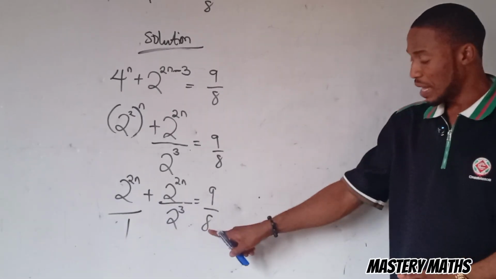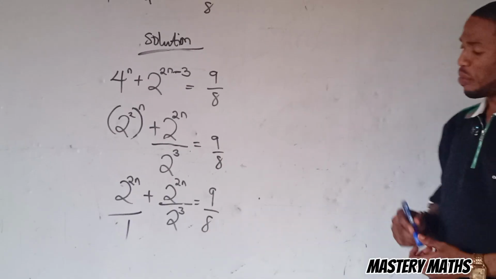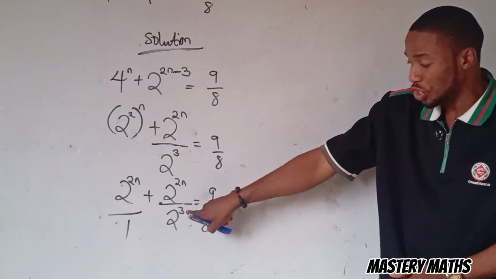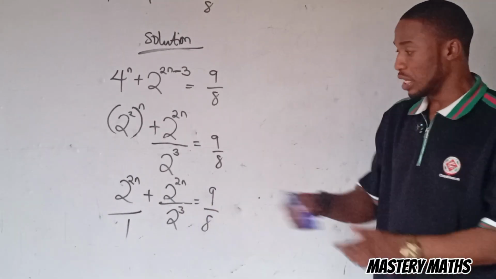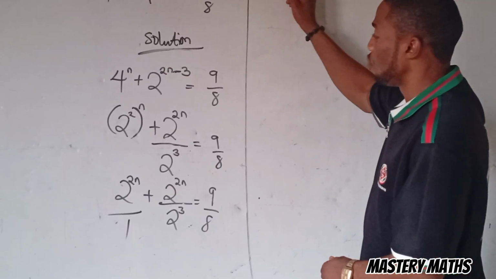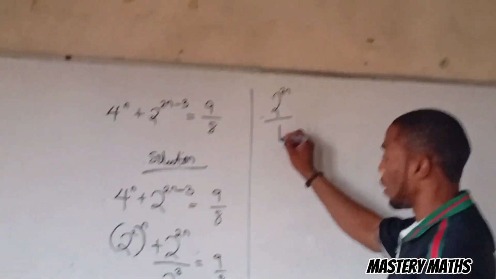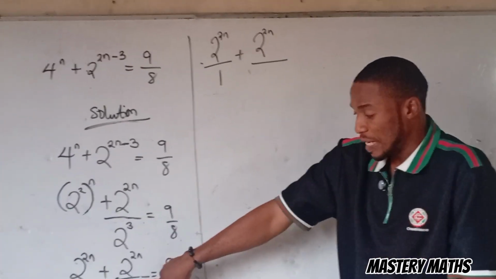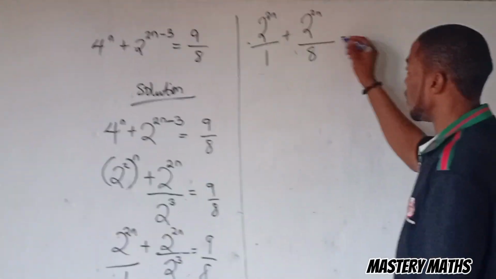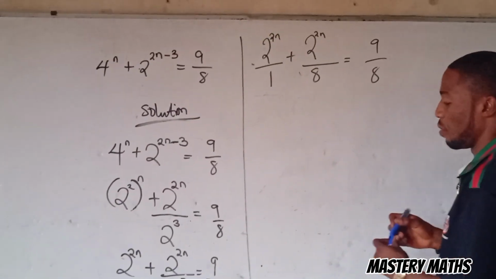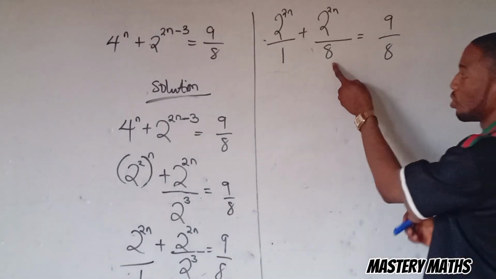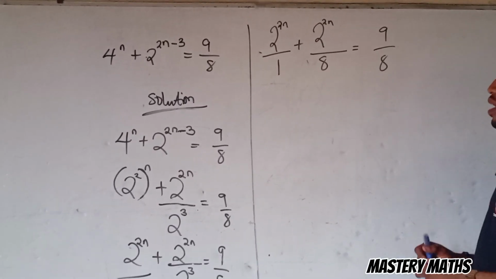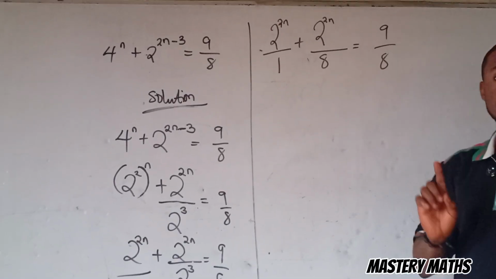2 raised to the power of 3 gives us 8. But before we look for the LCM of this, you have 2 raised to the power of 3 there, so change it to become a whole number. To do this, we have 2 raised to the power of 2n over 1 plus 2 raised to the power of 2n over 2 raised to the power of 3, which gives us 8, equal to 9 over 8. Now we've turned this 2 raised to the power of 3 to become 8. So what we have here as the denominators now is 1, 8, 8. Now we have to look for the LCM. The LCM of the denominators will give you 8.